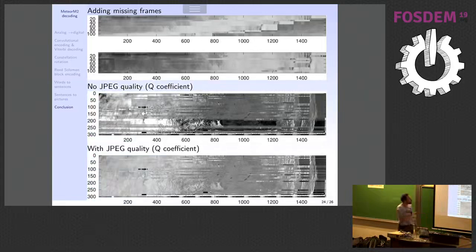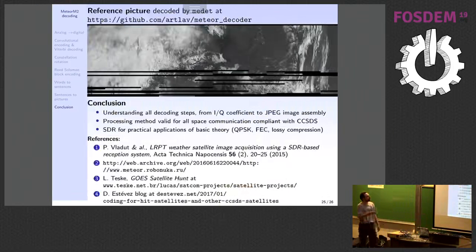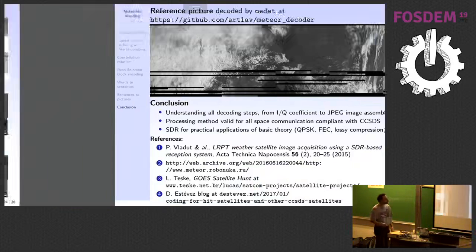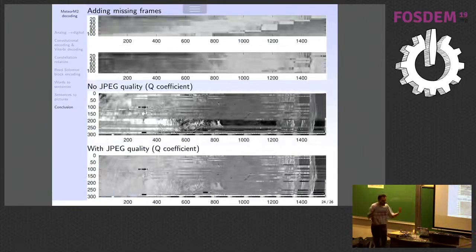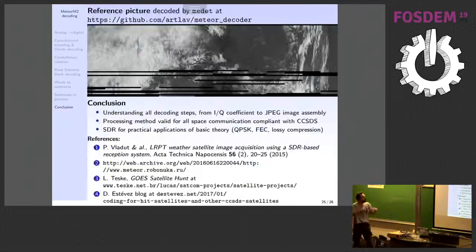And finally, by applying the quality coefficient, you get an image that is a bit more smooth, and that compares, I think, quite favorably to the reference picture that was decoded using the Meteor decoder that you can find on the internet. So here you see Istria, you have Balaton Lake somewhere over here, I think. You've got Venice over here. So if you take the Meteor decoder, you get an image that is quite consistent with what we got by step-by-step decoding. So that was, of course, in 25, 27 minutes, a very fast highlight of the main steps.